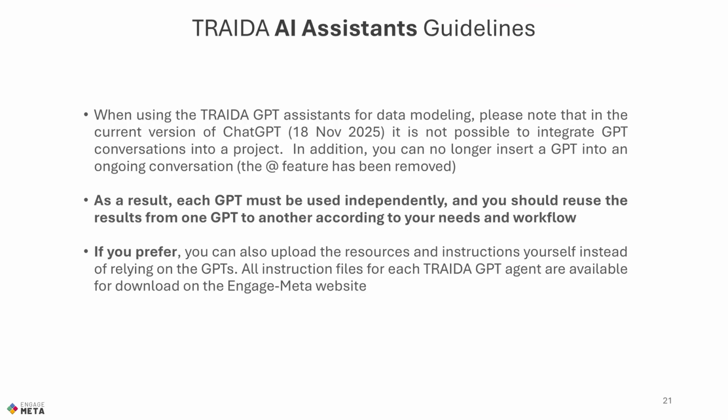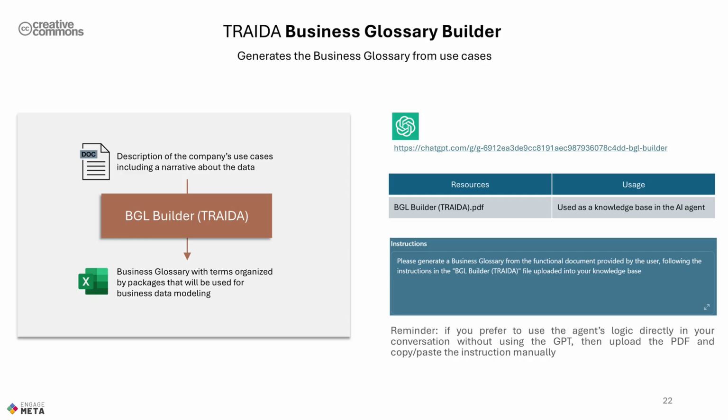Each assistant is used independently to preserve focus and quality. Outputs are reused step by step across the workflow. The Business Glossary Builder extracts vocabulary from business use cases. It creates a common language shared by business, IT, and AI.